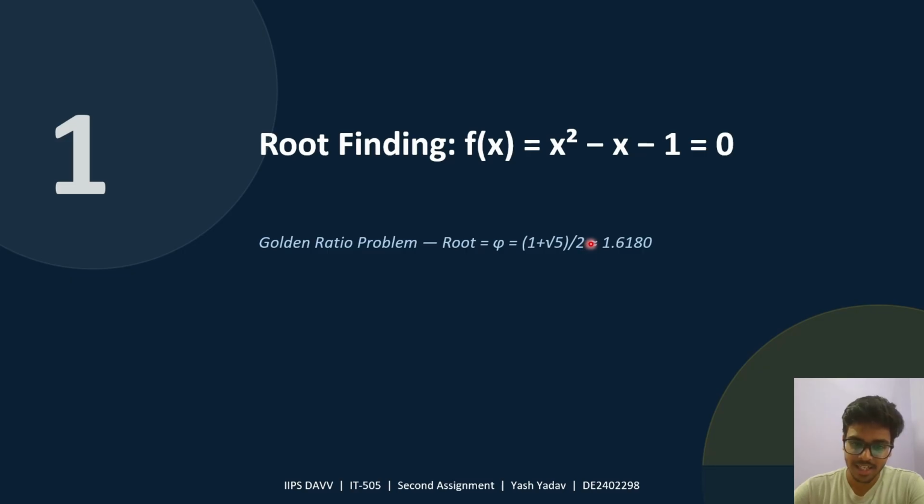Before this I checked f(1) = 1 − 1 − 1, which is −1, that is negative, and f(2) = 4 − 2 − 1, which is equal to 1, that is positive. So there is definitely a root in the interval from 1 to 2. So all bracket methods will use the same interval.